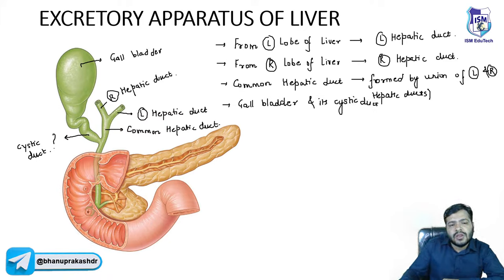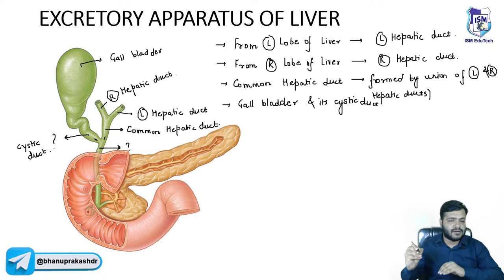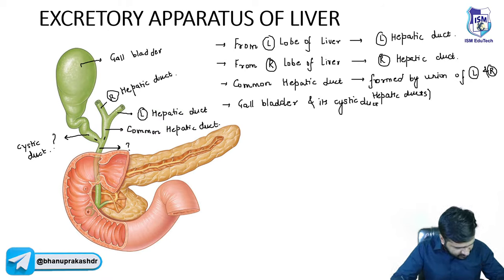Cystic duct. Now my question is, this cystic duct and this common hepatic duct are combining together to form this duct. Can anyone tell me the name of this duct? It is the common bile duct.